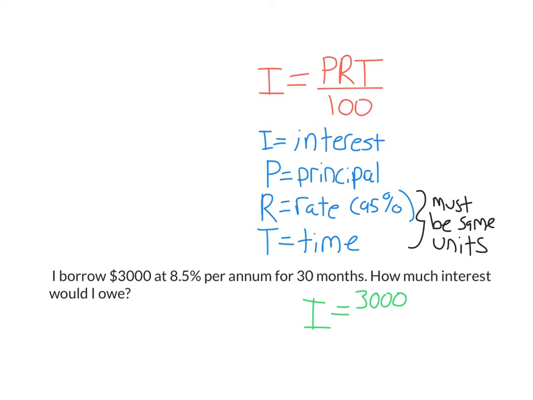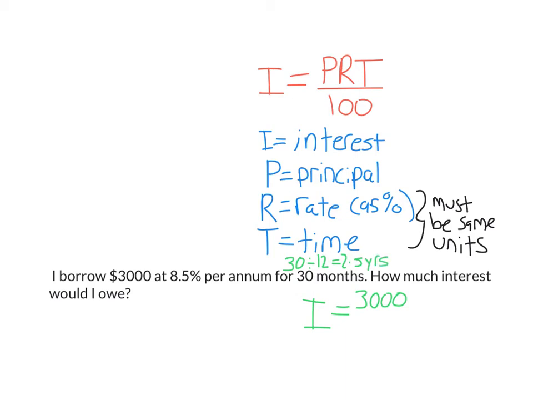The problem I have here is that R is per annum, so it's in years, but T is in months. So before I use this formula, I need to change T so it's in years. Because R is per annum, per year, I need to change T to years. So 30 months, if I want to change it to years, I just divide by 12. So 30 divided by 12 is 2.5. 30 months is 2.5 years.